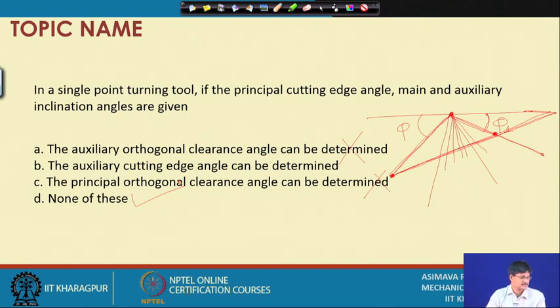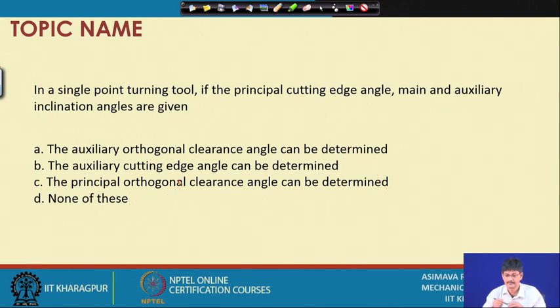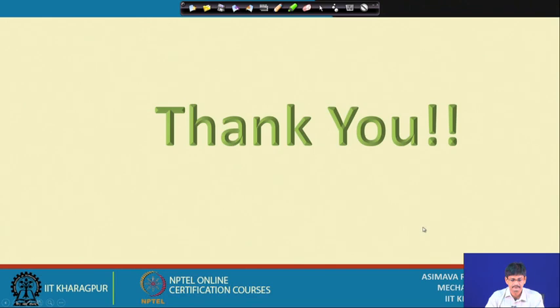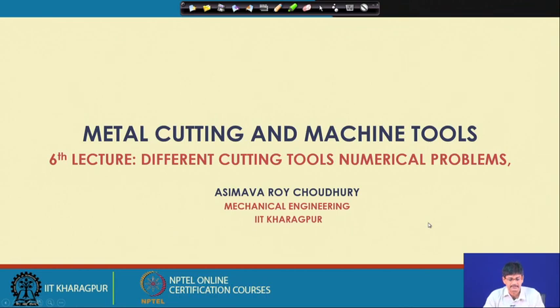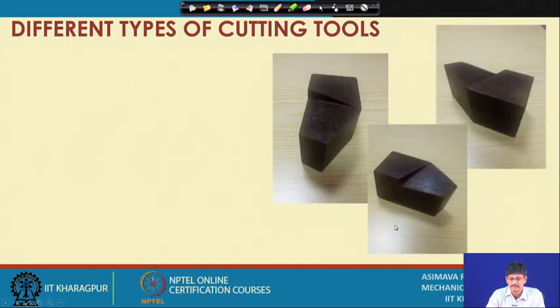Okay. Now, let us move on to our final discussion. So, today we have this lecture, different cutting tools and numerical problems. So, first of all, let us start with the lathe tool.